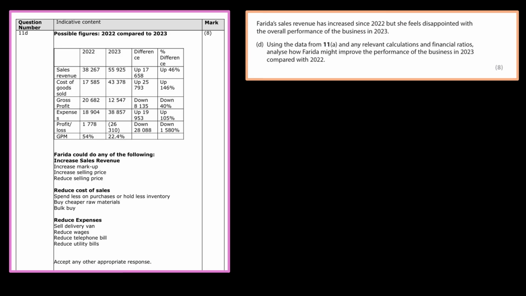So not as bad as perhaps you might imagine, the 8 marker, but it's still crucial that you fully understand it and be able to do that. And you've got to suggest those ways that she can improve the overall performance of the business in 2023. And also at the bottom there it does say accept any other appropriate response. So if you come up with something that's not listed there and the examiner likes it, you will get the mark.